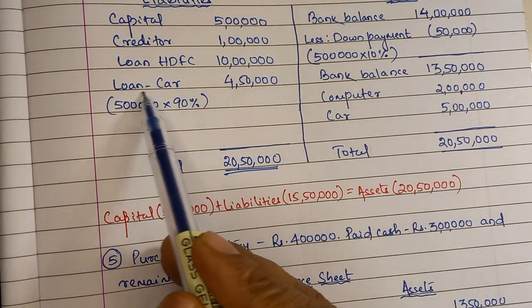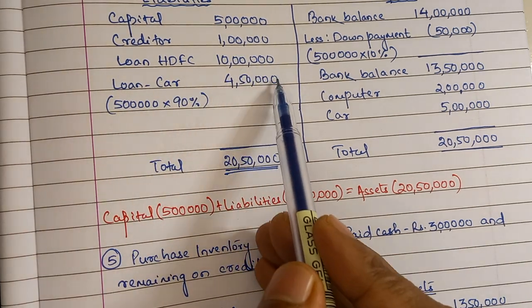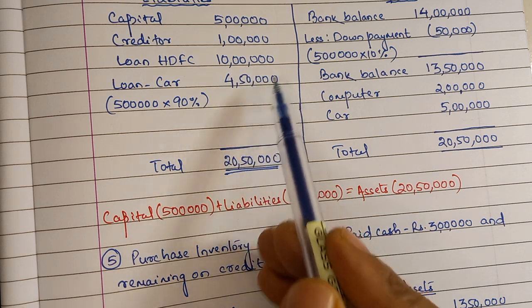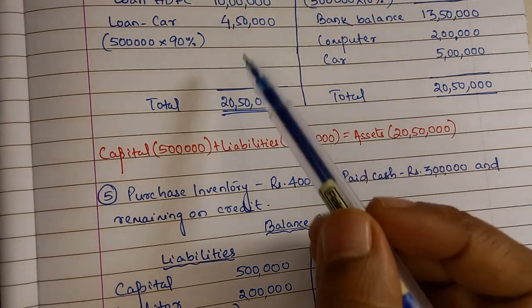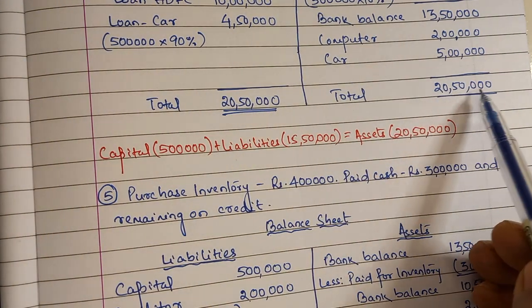and I have to create a loan for the car, that is 4,50,000 rupees, which is yet to be paid in 9 installments in future. So this is also a liability for me. It's equal to borrowing, right? Borrowing for buying the assets. Now what is happening? My liabilities are 20,50,000 rupees and assets are 20,50,000 rupees.